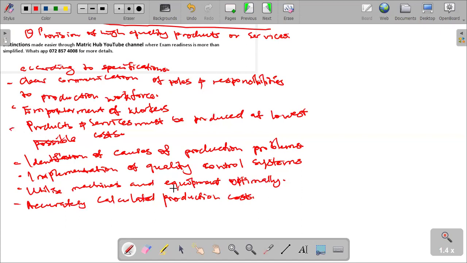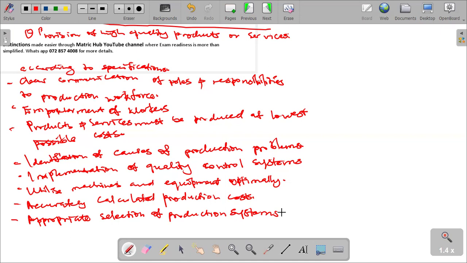And then appropriate selection of production systems. These are all quality indicators. We can talk about production systems, such as mass production, batch production, or jobbing production. And again, these all must be quite clear.